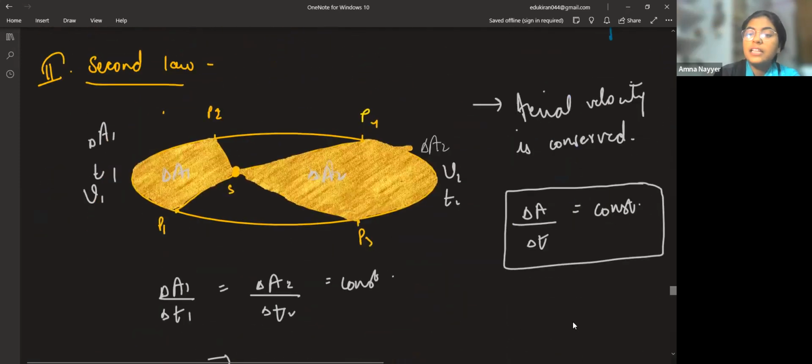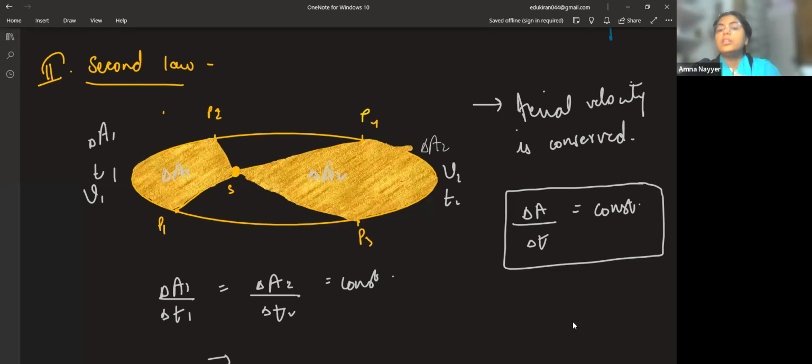The second law says that areal velocity is constant. Normal velocity means distance covered per unit time. We call it velocity. Areal velocity comes from the term area. Instead of just the distance, it is covering the area. So if a revolution is made like this, I am talking about the angle swept. Suppose this much area has been swept. That change in area per unit time, that rate of change in area, we call areal velocity.